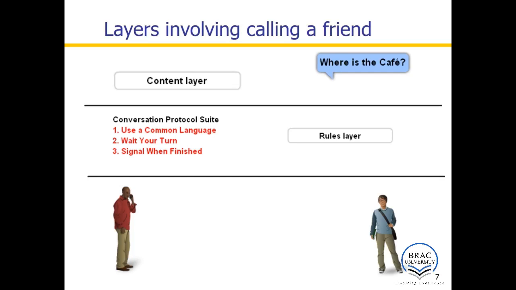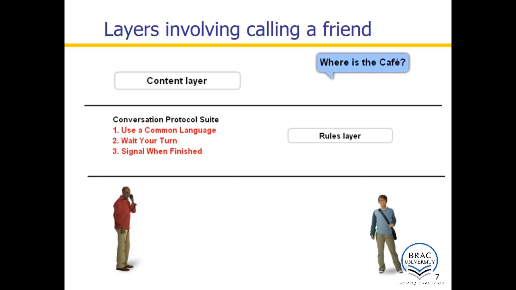The second layer that is involved in this communication is the rules layer. What I'm referring to as a rules layer is basically kind of common rules that both sender and receiver should have. For example, they should speak in the same language. This is one of the protocol or conversation rules that we can consider. If the two friends or two persons don't understand the language, the communication will not be effective.